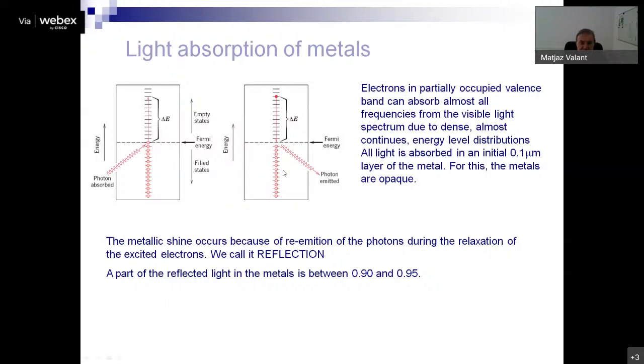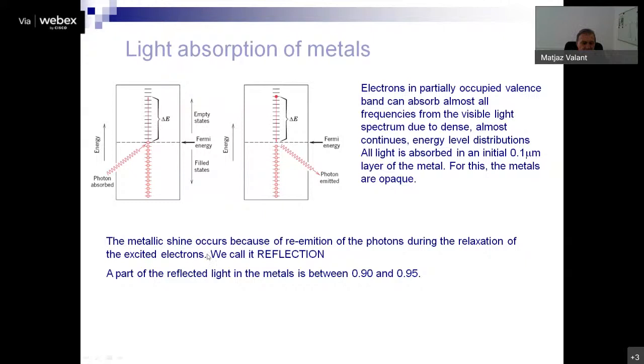But what happens later? Later, again, this electron can relax, not necessarily to the initial state, but to any state, and then all kinds of photons will be emitted. Because the photons will have all kinds of wavelengths, we will see them as white light. In fact, what we see is this silver shine of the metals.